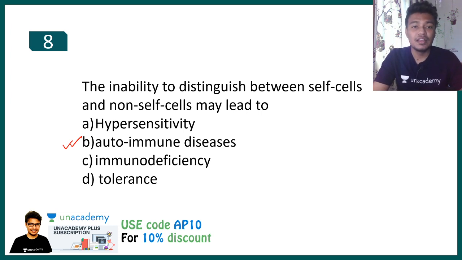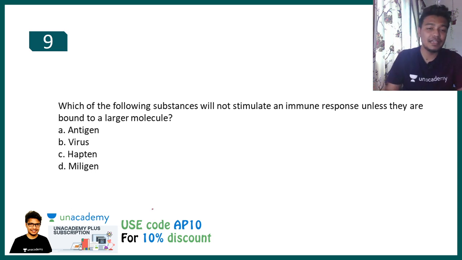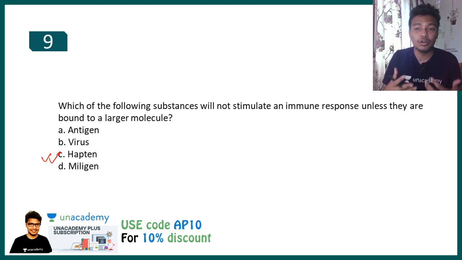Okay. Question 9 says which of the following substances will not stimulate an immune response unless they are bound to a large molecule? Antigen, virus, hapten, or mitogen? So if you have guessed it correctly, it would be hapten. Haptens are relatively simple molecules which cannot elicit an immune response until and unless they are combined with a more molecularly complex substance, right?